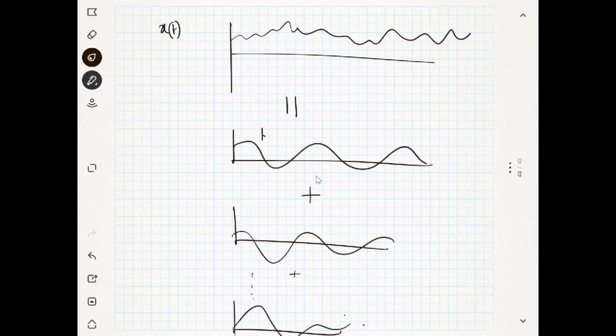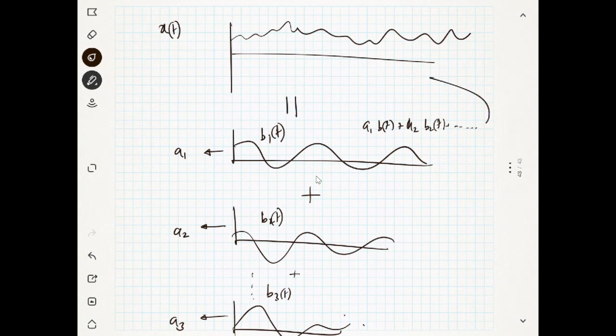So this is your first basis, B1 of t, and this is B2 of t, and this is B3 of t. So you can combine them. And what is the coefficient? Your coefficients are A1, A2, A3. If you add all these things, that means A1 into B1 of t plus A2 into B2 of t plus all this, you will get the original signal, x of t.